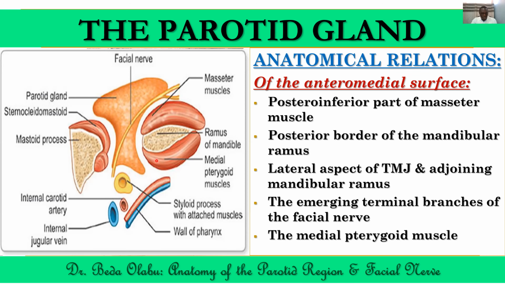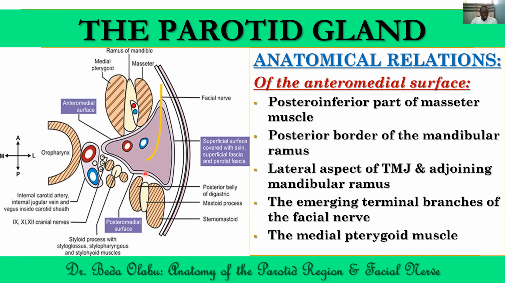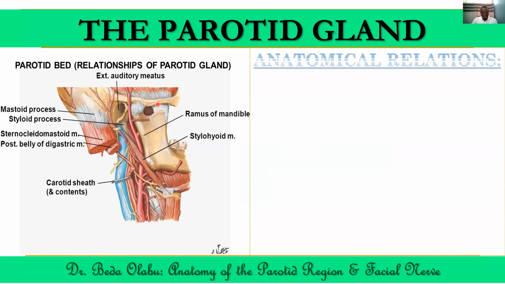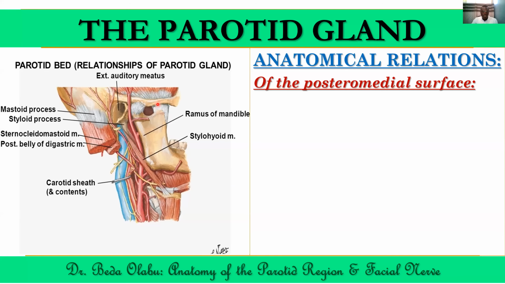So as we've seen, the medial pterygoid muscle is also a relation of that region. This other image also captures what we've just mentioned: masseter, the ramus of mandible, medial pterygoid muscle. These ones are on the anteromedial aspect, the emerging branch of facial nerve there. Now we can talk about the posteromedial relations.